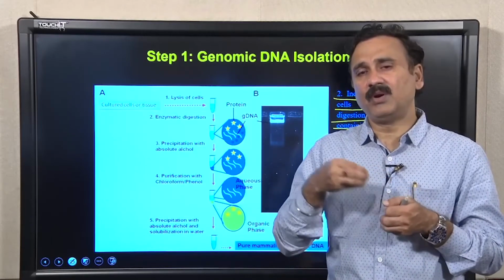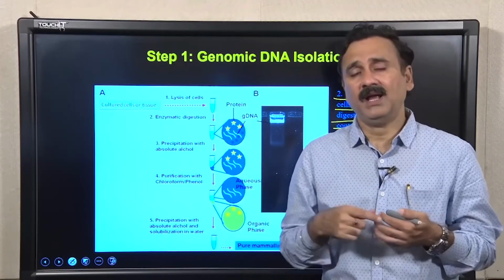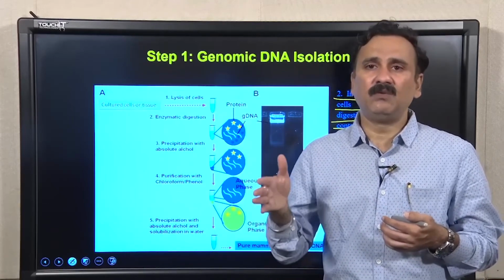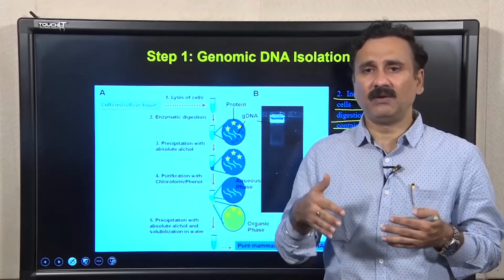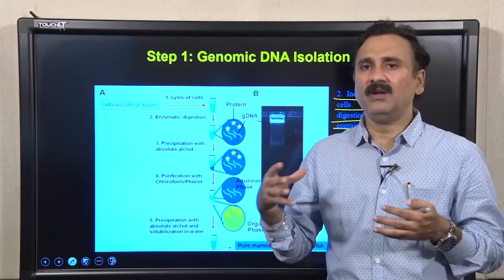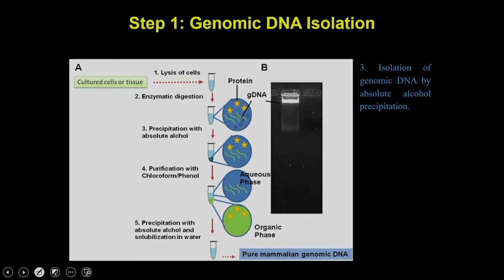Proteinase K is a protease, and it is going to start chewing the proteins, and that is going to continue for another 16 to 20 hours, so that all the proteins are chewed up, and then the DNA is free in the solution. Once the DNA is free, you can isolate the genomic DNA simply by absolute alcohol precipitation. So in the third stage, you are going to do the alcohol precipitation of the genomic DNA with the absolute alcohol.